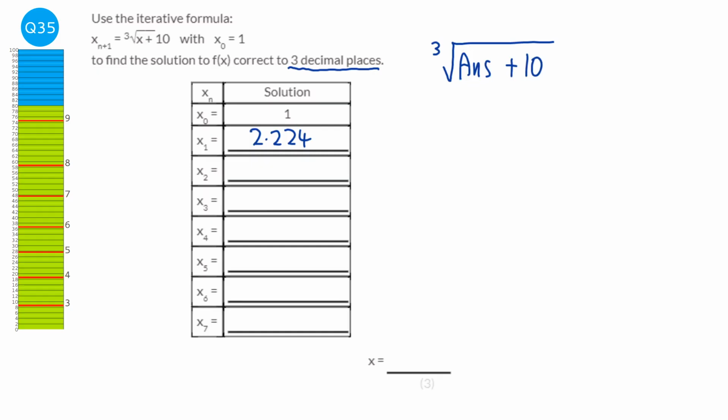So I'm going to press equals again, and lo and behold, I get 2.304. Press equals again, 2.309, equals again, 2.309. Now, when you get the same answer twice, you can stop. That is our answer. So our solution is 2.309 to 3 decimal places.